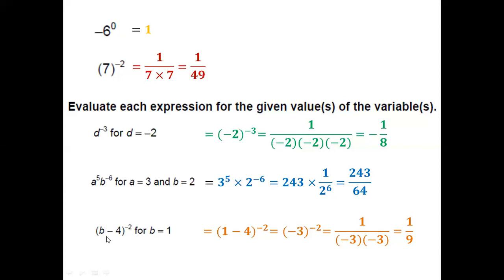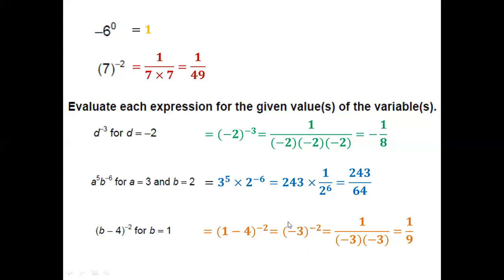Okay, now the next question, b minus 4 to the power of negative 2, for b is equal to 1. So replace the b with 1, so that's going to be 1 minus 4. Keep in mind that they are inside the parentheses. So 1 minus 4 will give you negative 3, right? Integer rules. 1 minus 4 will give you negative 3.